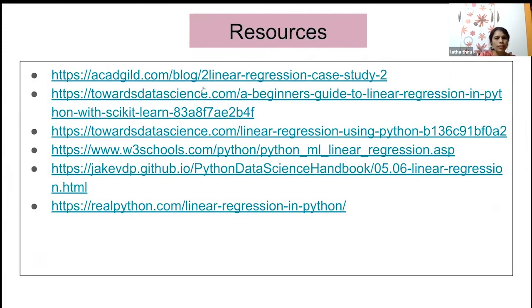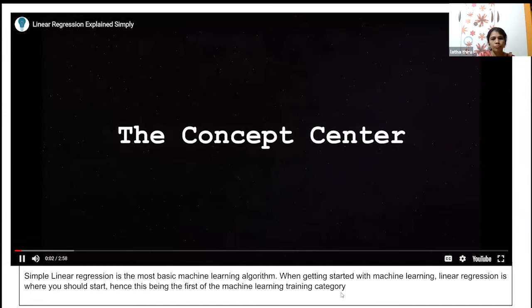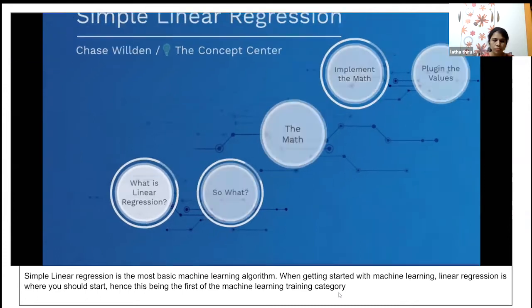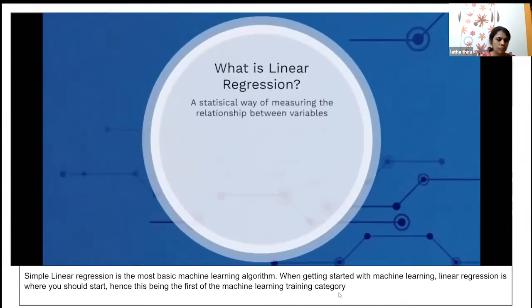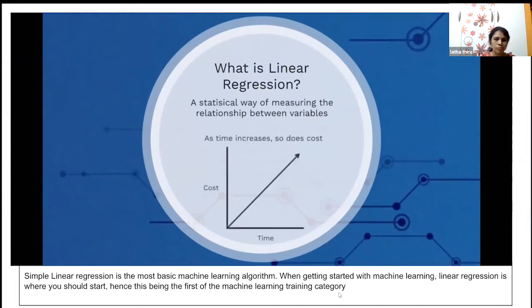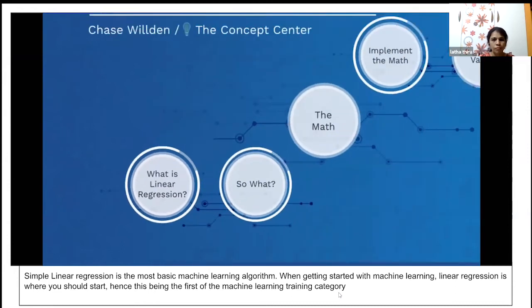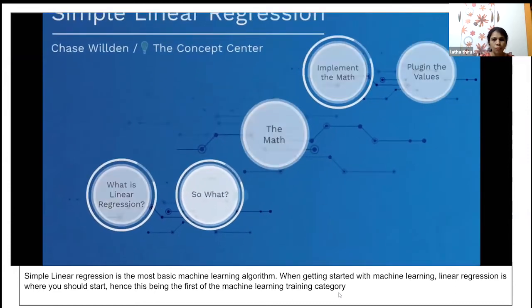Here there are some articles given, and since you have LMS access, you can just go through them, okay? Linear regression is one of the simplest algorithms in machine learning. So what is linear regression? By definition, linear regression is a statistical way of measuring the relationship between variables, such as: as time increases, so does cost. Why does this matter? Simply put, you can predict the future.